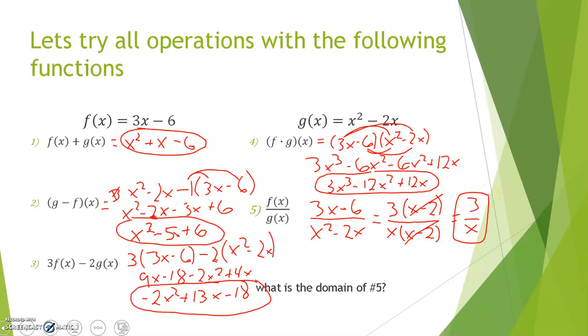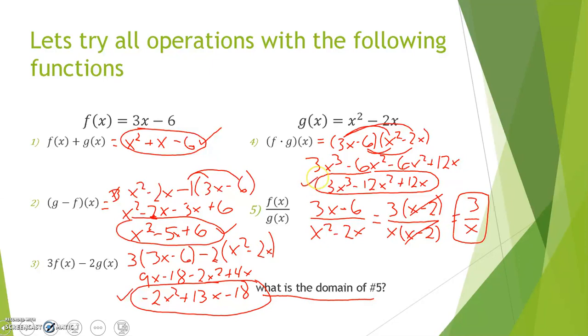Now, there is something that we want to watch out for, especially when we divide, and that is what the domain is. The domain is anything that we can plug in for x that actually gives us an answer. We really don't have to worry about it for number 1 or number 2 or even number 3, because in all three of those examples I can stick anything that I want in for x and it's going to give me an answer. I can stick in positive numbers, I can stick in negative numbers, I can even stick in 0, and I would always get an answer.